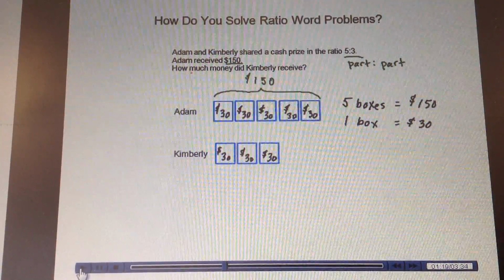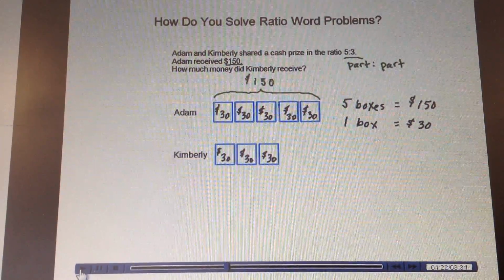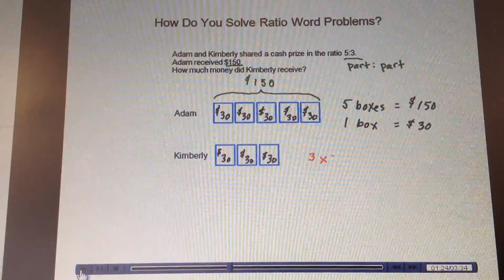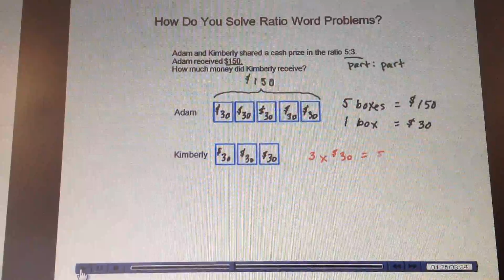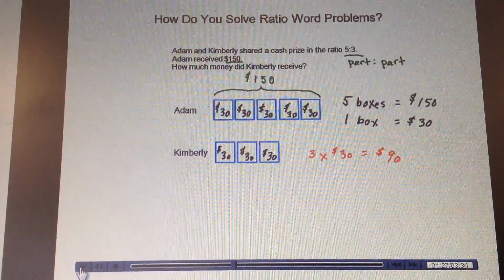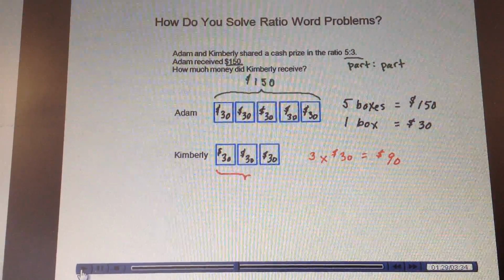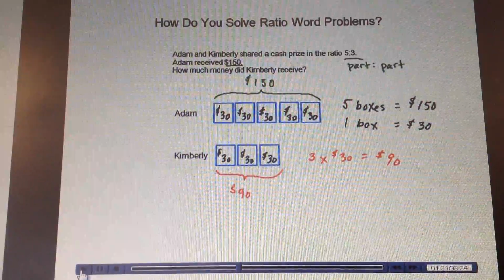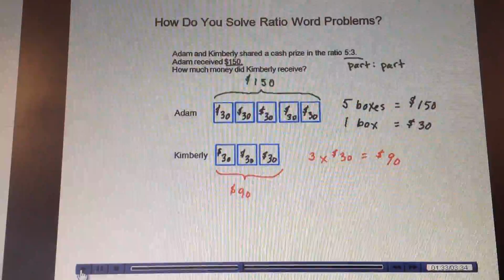The question asks, how much money did Kimberly receive? Well, Kimberly received 3 times $30. And that is $90. So Kimberly's 3 boxes represent $90. Now let's try a slightly more challenging problem.